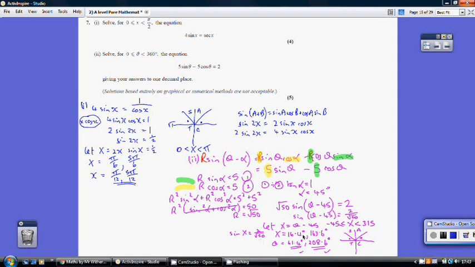Now I'm looking for all the values between minus 45 and 315, so that's going to pick up 16.4 and 180 take away 16.4, which is 163.6. So those are my solutions for x. So for theta, I've got to add 45 to these, giving me 61.4 and 208.6 degrees.